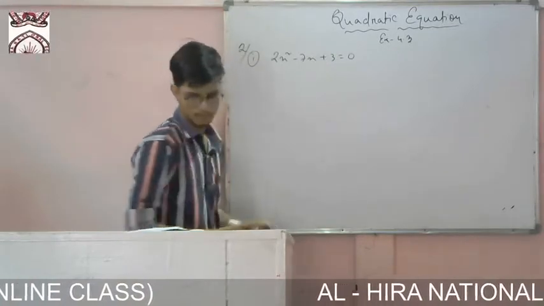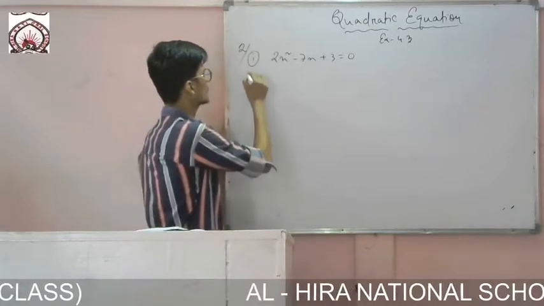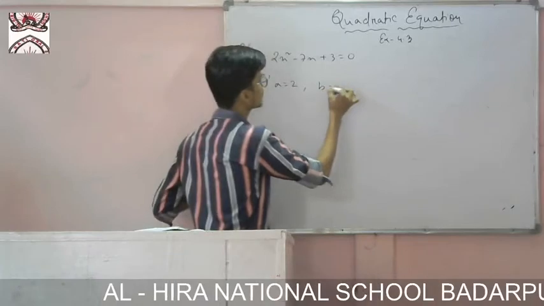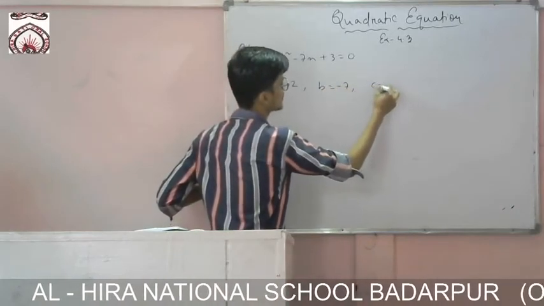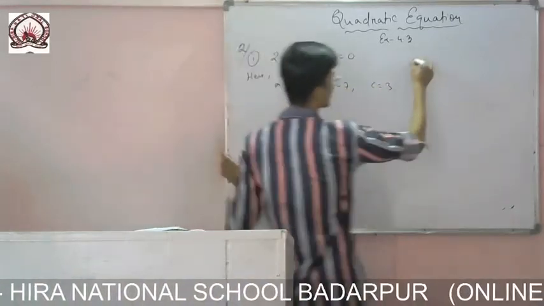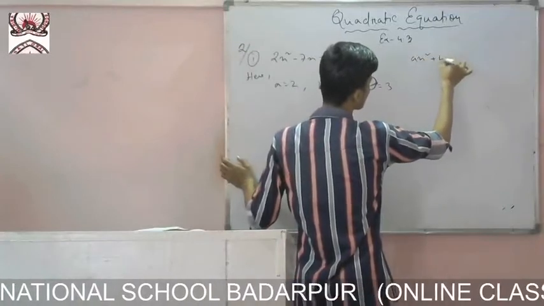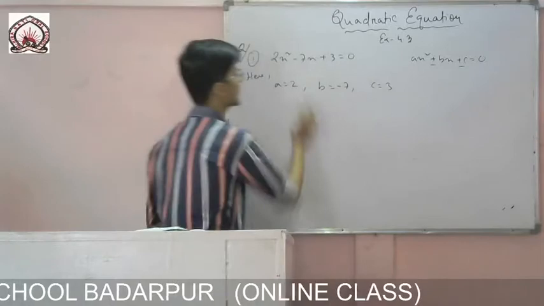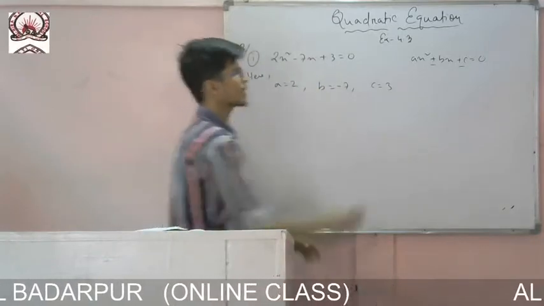So first of all, this is the equation. I have to write here a equals 2, b equals minus 7, c equals 3. Our standard formula is ax square plus bx plus c equals 0. Nowhere is there a minus sign, so that means minus 7 will be b.